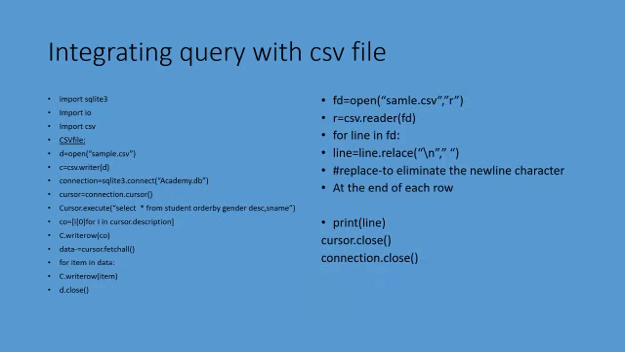Okay, let me explain first. Import sqlite3. I am importing sqlite3 as usual. Next, import io. What is the use of the io module? Here I am going to use a function called replace. To use this replace function, I am importing io. Next, import csv. The csv module I am going to import. That's all.